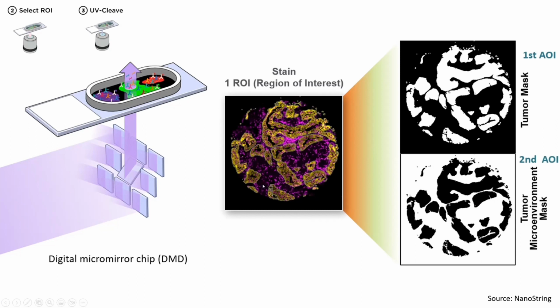Or you can also choose to take only the purple cells, because the way the UV light is used is through these digital micromirror chips. And they have a resolution of 1 micron. So you can actually select individual cells, but you need multiple cells to get enough signal. So usually you will take an ROI and divide it into 2 or 3 segments, taking all the cells of a specific type into one well.